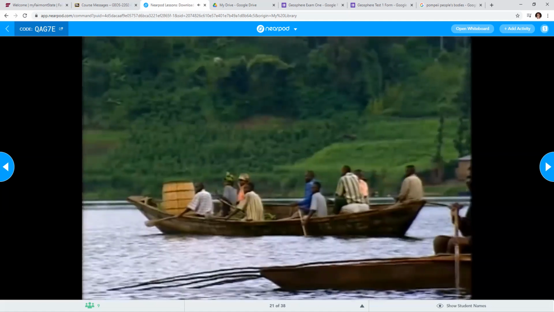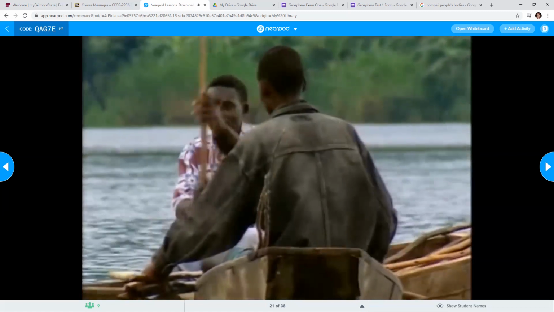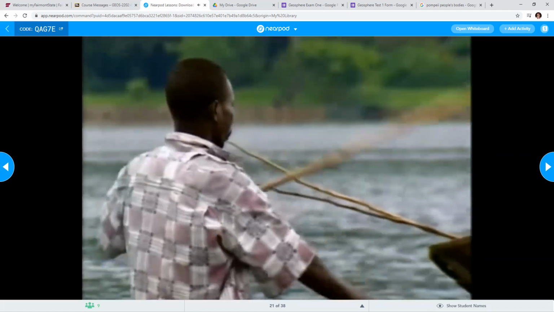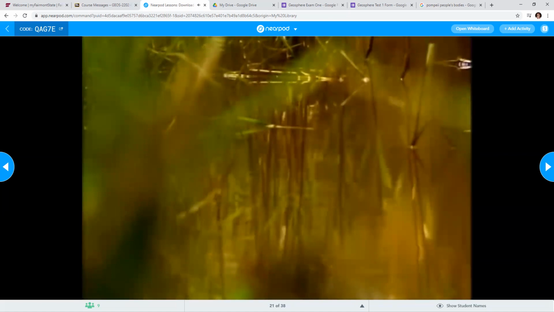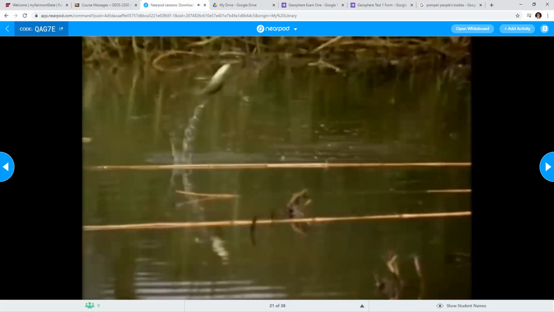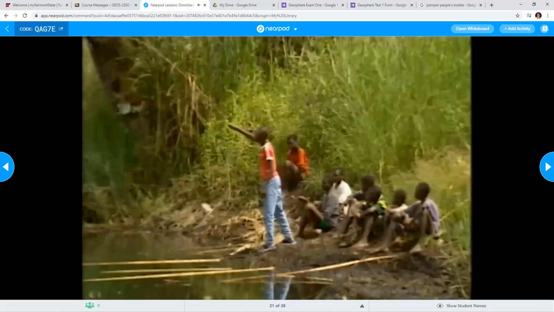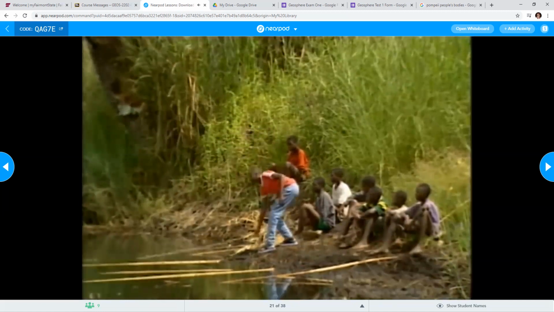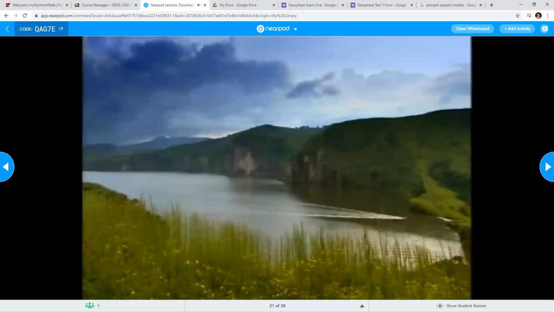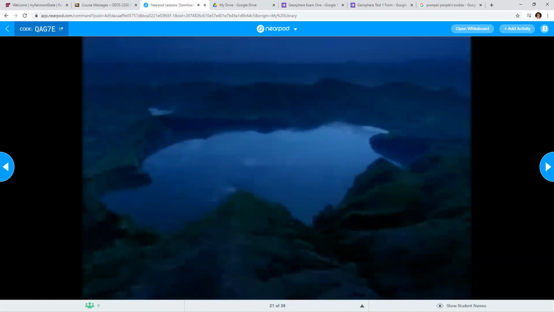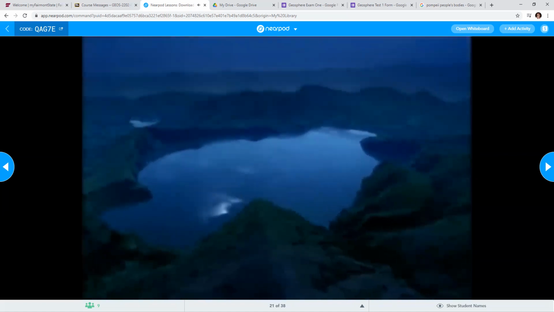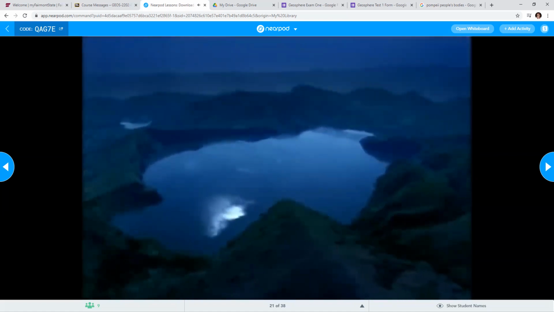Lake Nyos, Cameroon, West Africa. A beautiful lake that is a source of fresh water and fish for the people that live on its shores. The lake fills a crater formed by a volcanic eruption around 400 years ago. But this volcano's days of wreaking havoc were far from over. So that's an old volcano that doesn't erupt anymore.